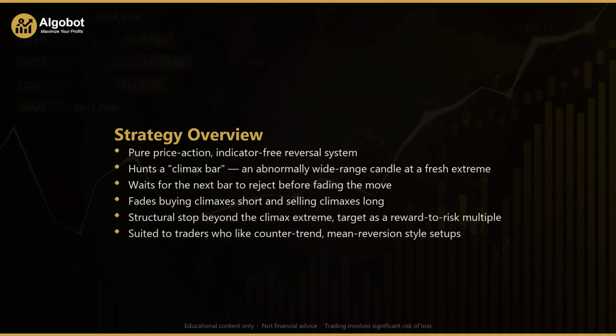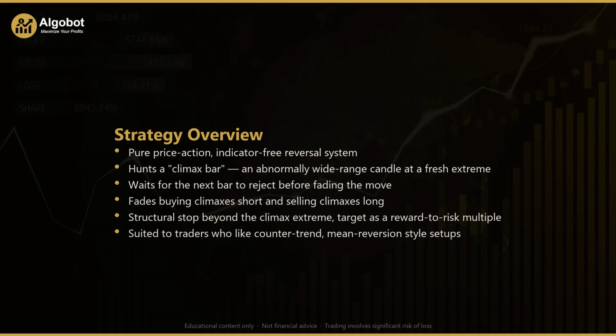Climax Bar Reversal is built around a simple but powerful observation about market behavior. Near the end of a strong move, you often get one final candle where the crowd capitulates or piles in at the worst possible price. A buying climax is when buyers chase a market to a fresh high with one huge bar, and a selling climax is when sellers dump into a fresh low with one huge bar. Both represent emotional, exhausted participation, and both tend to be followed by a snapback in the other direction. The strategy hunts for exactly that.